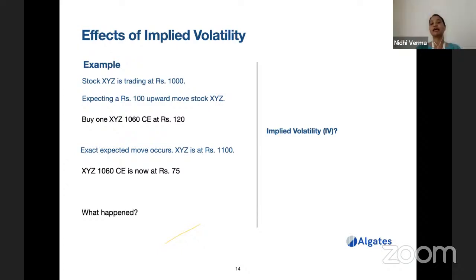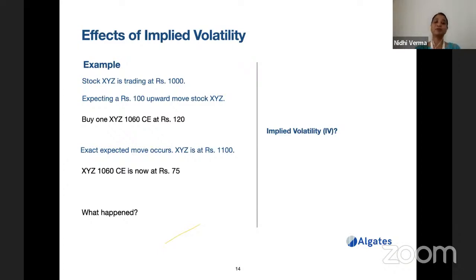So your outlook actually unfolds. You were right that the stock is going to go up by 100 rupees, and it actually went up by 100 rupees within the specified time also. But where is your option? You bought at 120 and now it is at 75. So you made a loss of 45 rupees already on that trade.